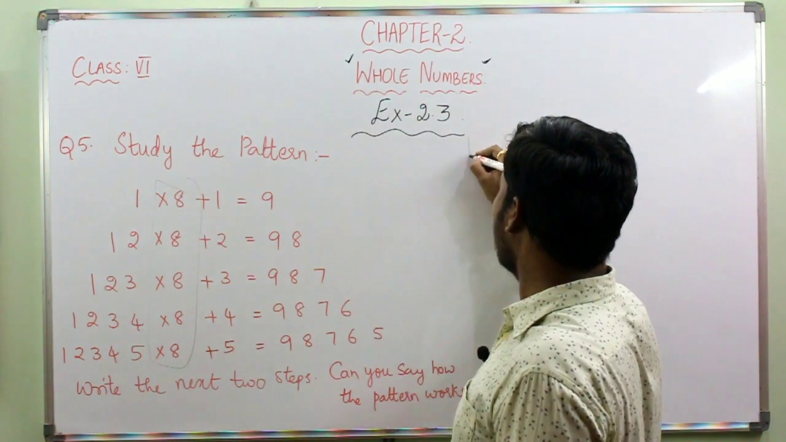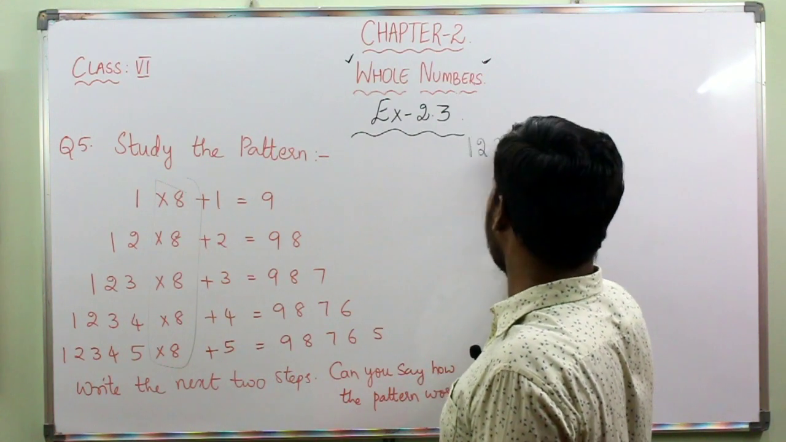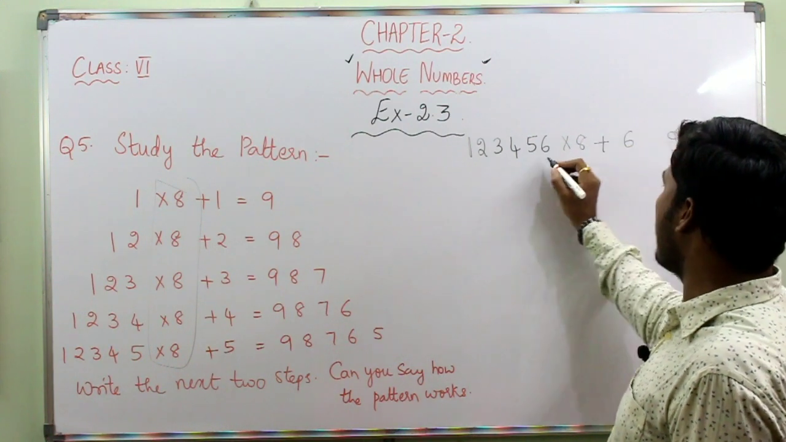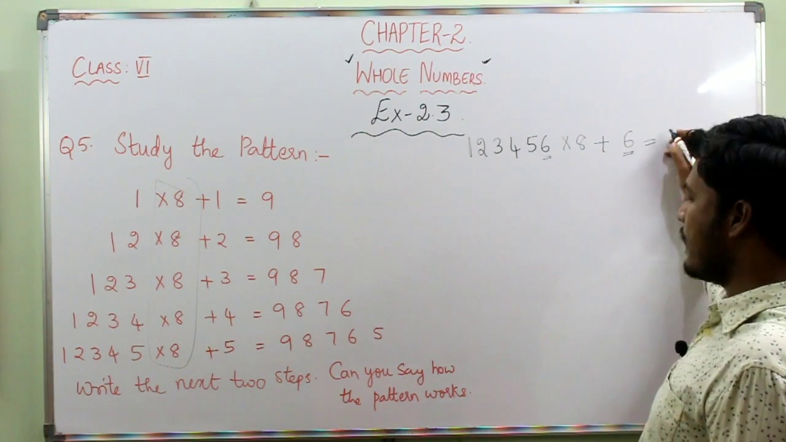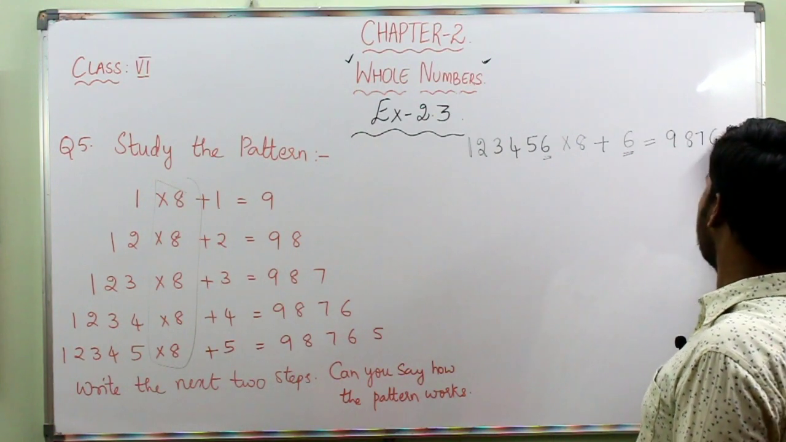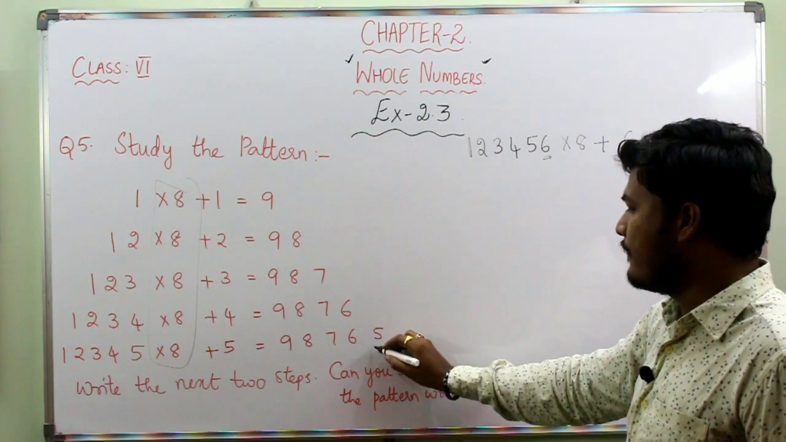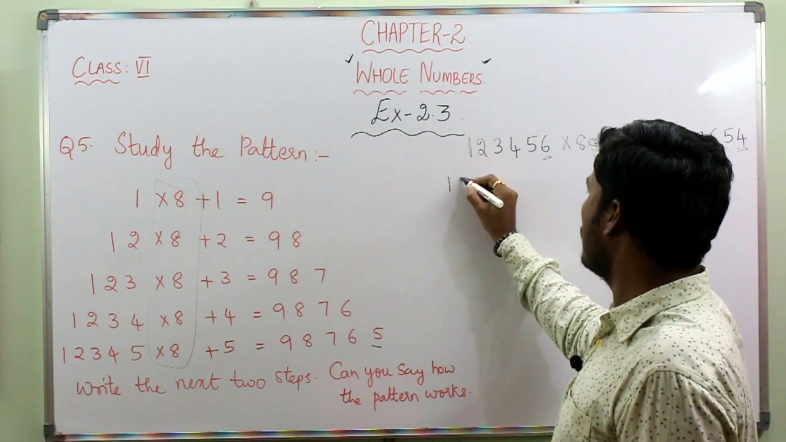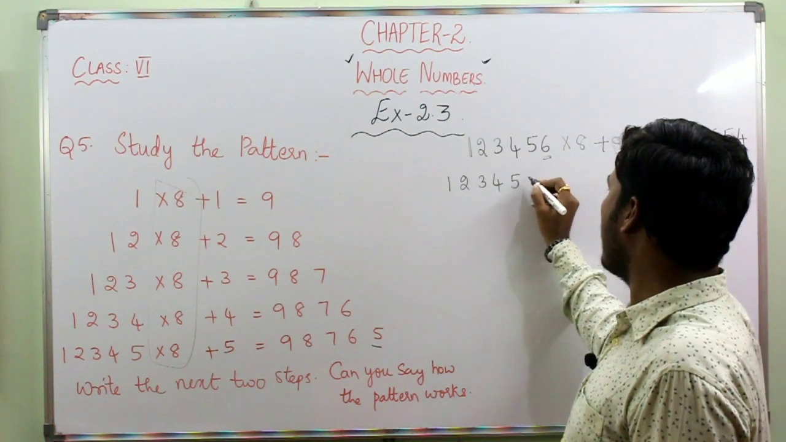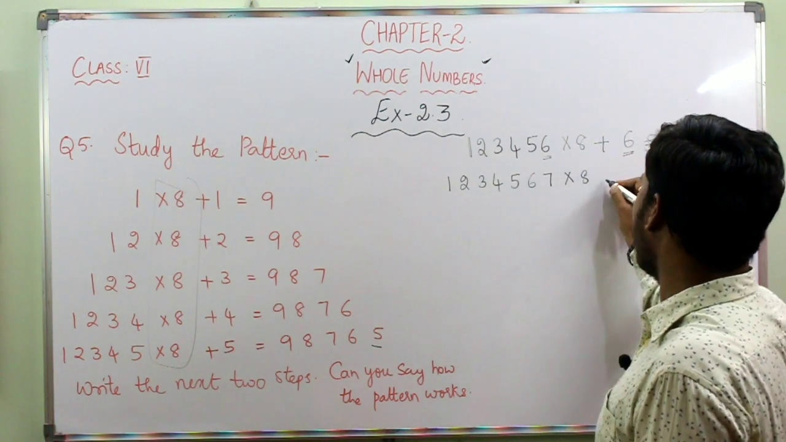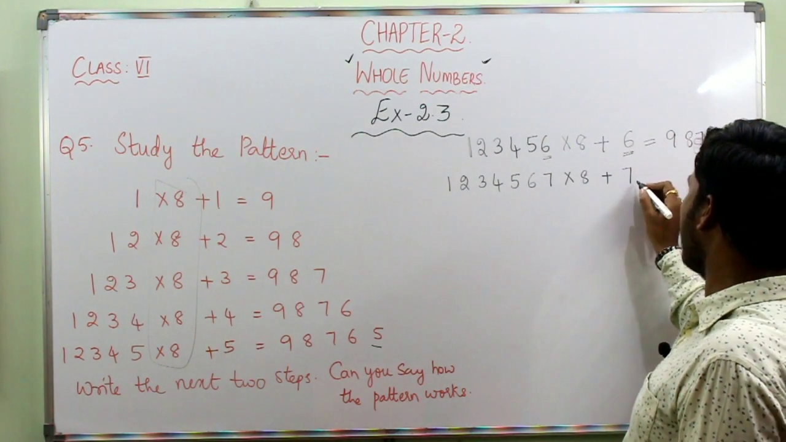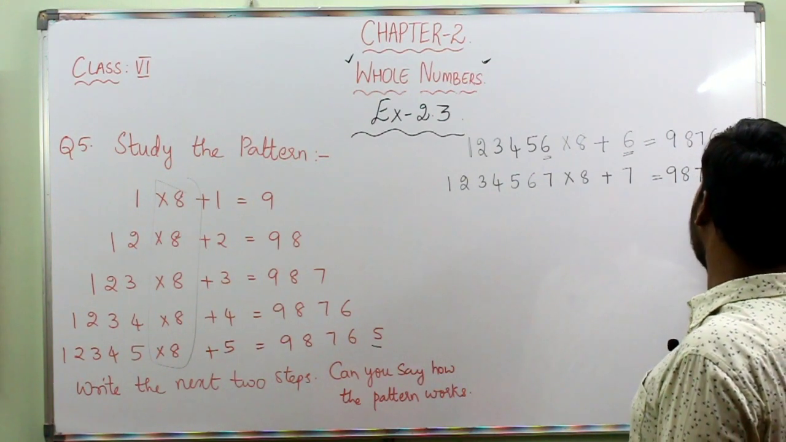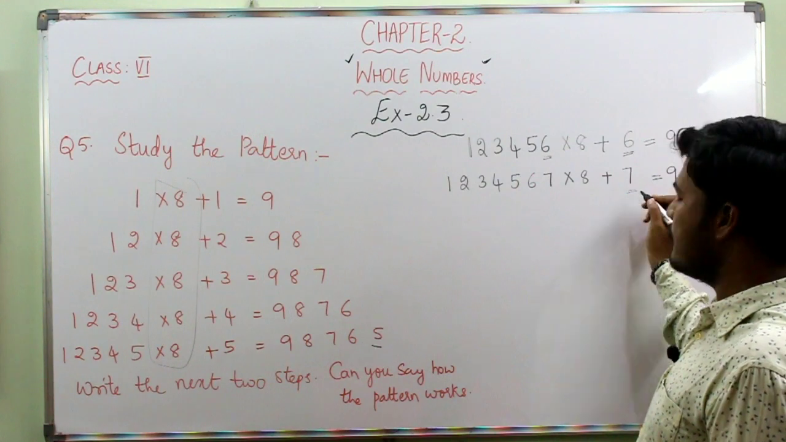The next step will be what? 1, 2, 3, 4, 5, 6 into 8 plus 6. I am adding 6 here. So that's why 6 here. Then it will become 9, 8, 7, 6, 5, 4. I have 5 here, so I am joining 4 also. And the next step will be 1, 2, 3, 4, 5, 6, 7 into 8 plus here I will be adding 7. Then it will become 9, 8, 7, 6, 5, 4, 3. These are the next 2 steps.